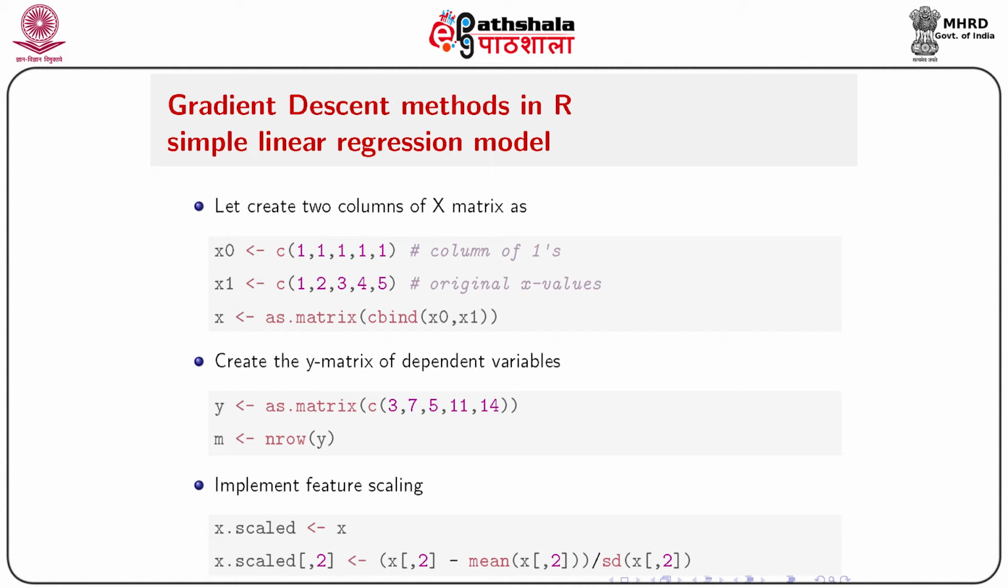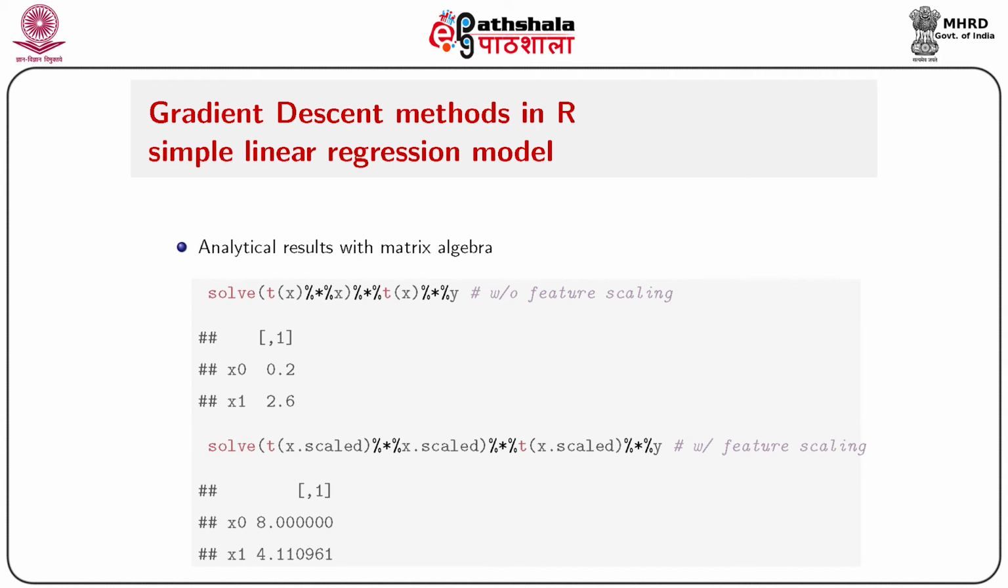Then implement feature scaling: you can scale the data and then get the estimate. For scaling, x.scale equals x, and then x.scale 2 equals, you can use the scale function, or from the fundamental standardization method you can use x2 minus mean of x2 divided by standard deviation of x2. This way you can scale the actual variable. X1 was not scaled because it was just the intercept, all 1s, so there is no need for scaling.